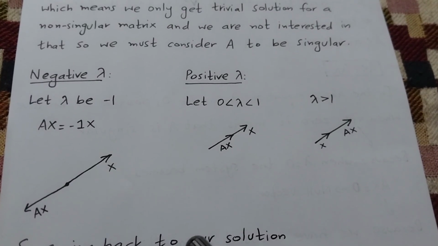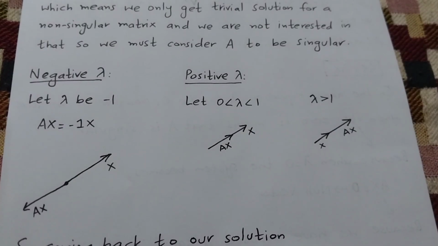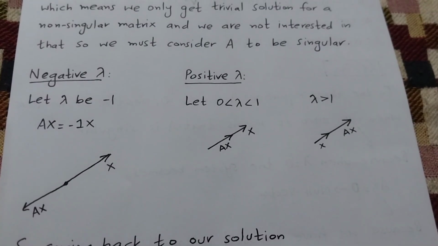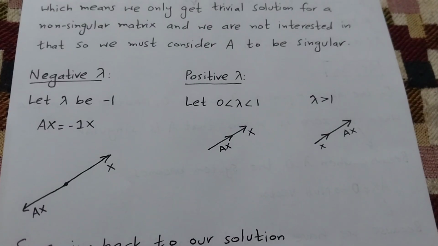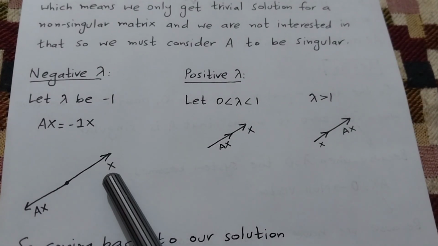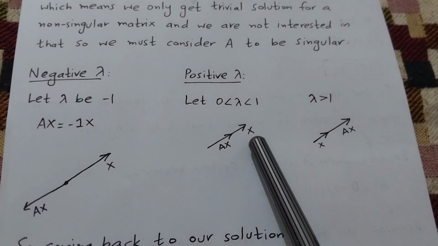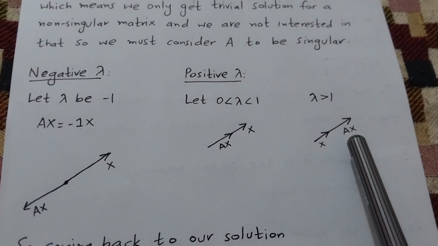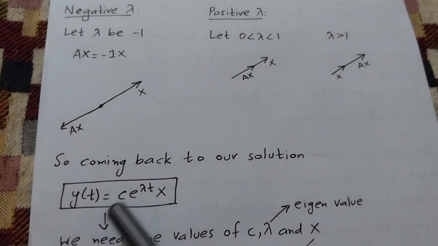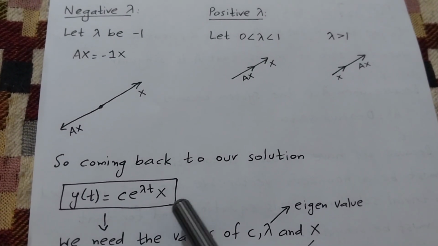The whole concept is that an eigenvector is a non-zero vector that, when it's multiplied with a matrix, is transformed into a scalar multiple of itself. It is transformed into a parallel vector of itself. Here, Ax is parallel to this x. Here, Ax is parallel to this x. Here also, Ax is parallel to this x. So, our solution is y of t is equal to c into e raised to power lambda t into x.